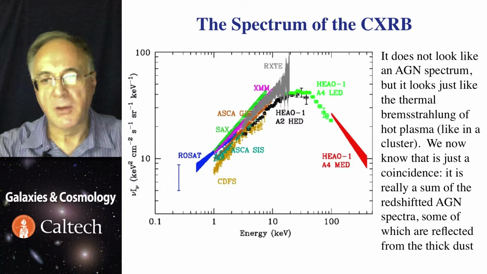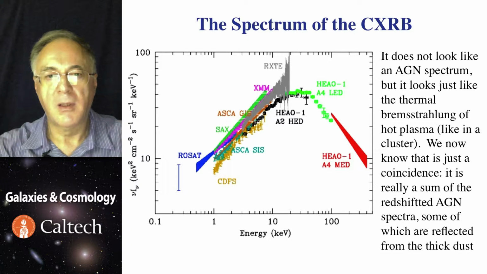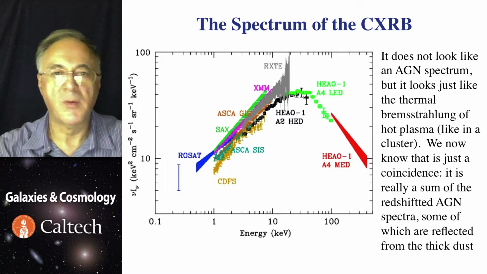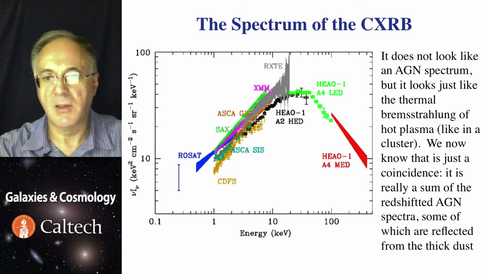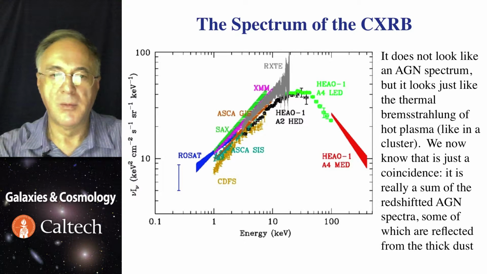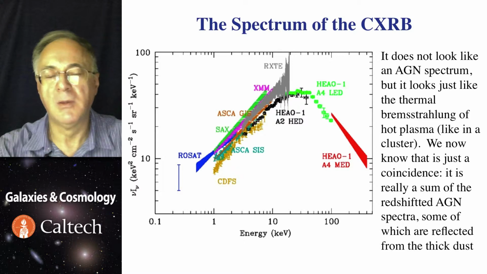So what about the spectrum of the cosmic X-ray background? Here is a plot of measurements from a variety of different satellites that have been doing that, sometimes overlapping in energy, sometimes not. You can see that there is a little bit of spread between them, and that's just issues of cross-calibration. It's not so easy to calibrate these things.